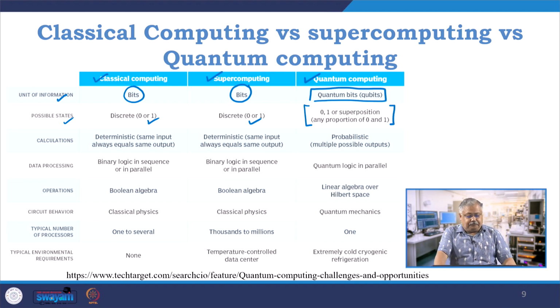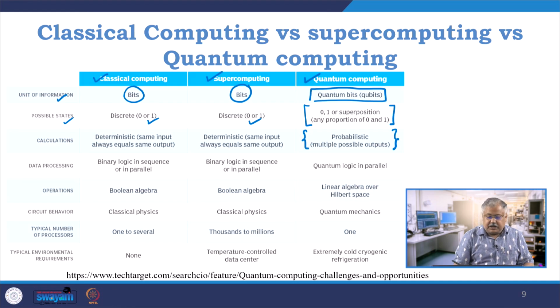Calculations are deterministic in both classical computing and supercomputing. Why is it deterministic? Because there is no chance of any probability coming into the picture, which happens in the case of quantum computing, and therefore there are multiple possible outputs for the same set of inputs. In classical computing it is always deterministic, as you are aware. So, calculations are deterministic in classical computing, but probabilistic in quantum computing.